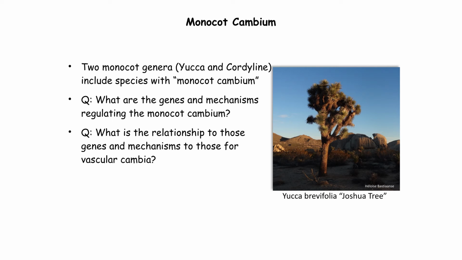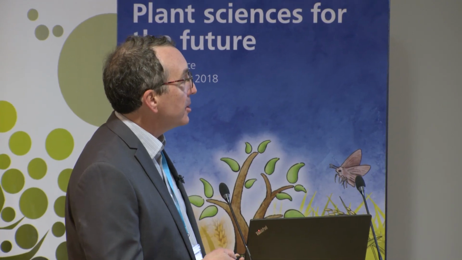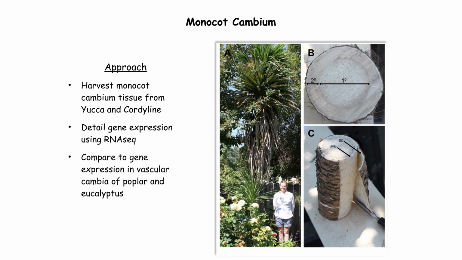So in this project, we wanted to know what are the genes and mechanisms regulating this monocot cambium and what the relationship is of those genes to genes and mechanisms regulating vascular cambia in more traditional trees with wood. So this was our approach. First, to harvest monocot cambium tissue from these two species, then use RNA-seq to detail gene expression, and then compare those genes to expression in vascular cambia of poplar and eucalyptus.